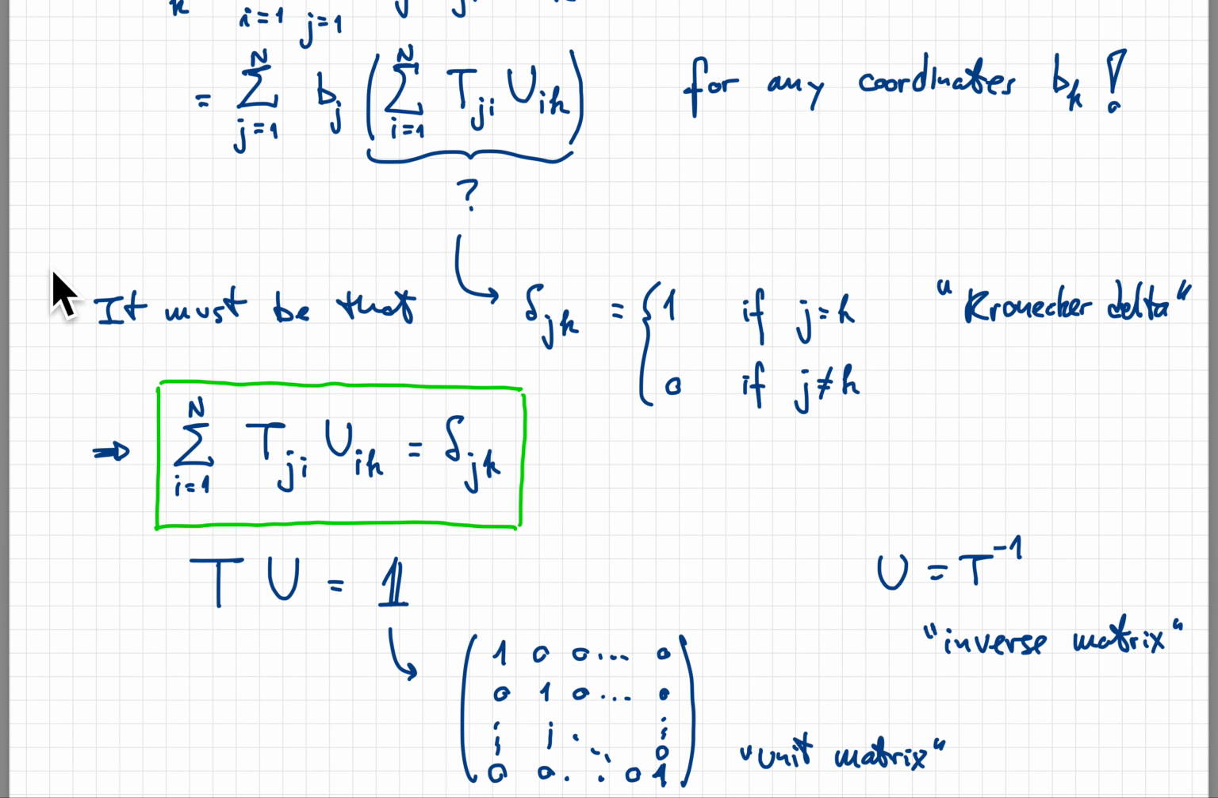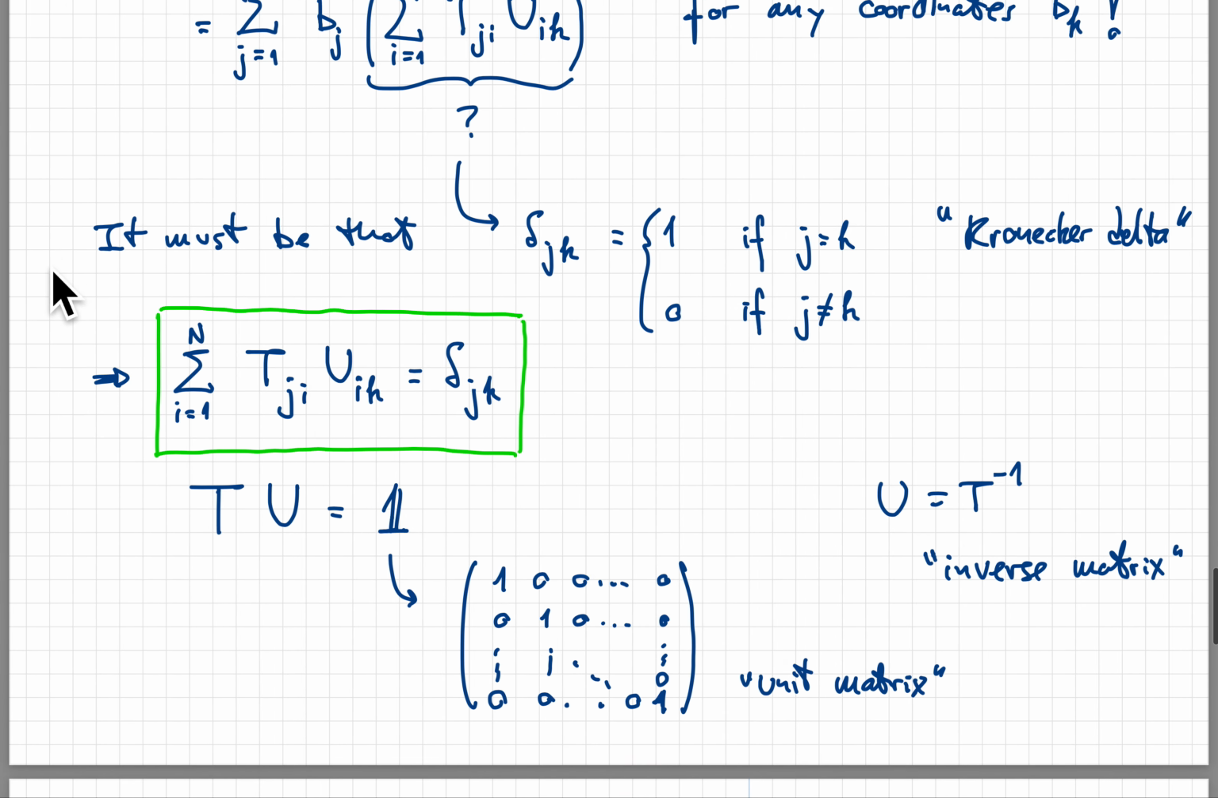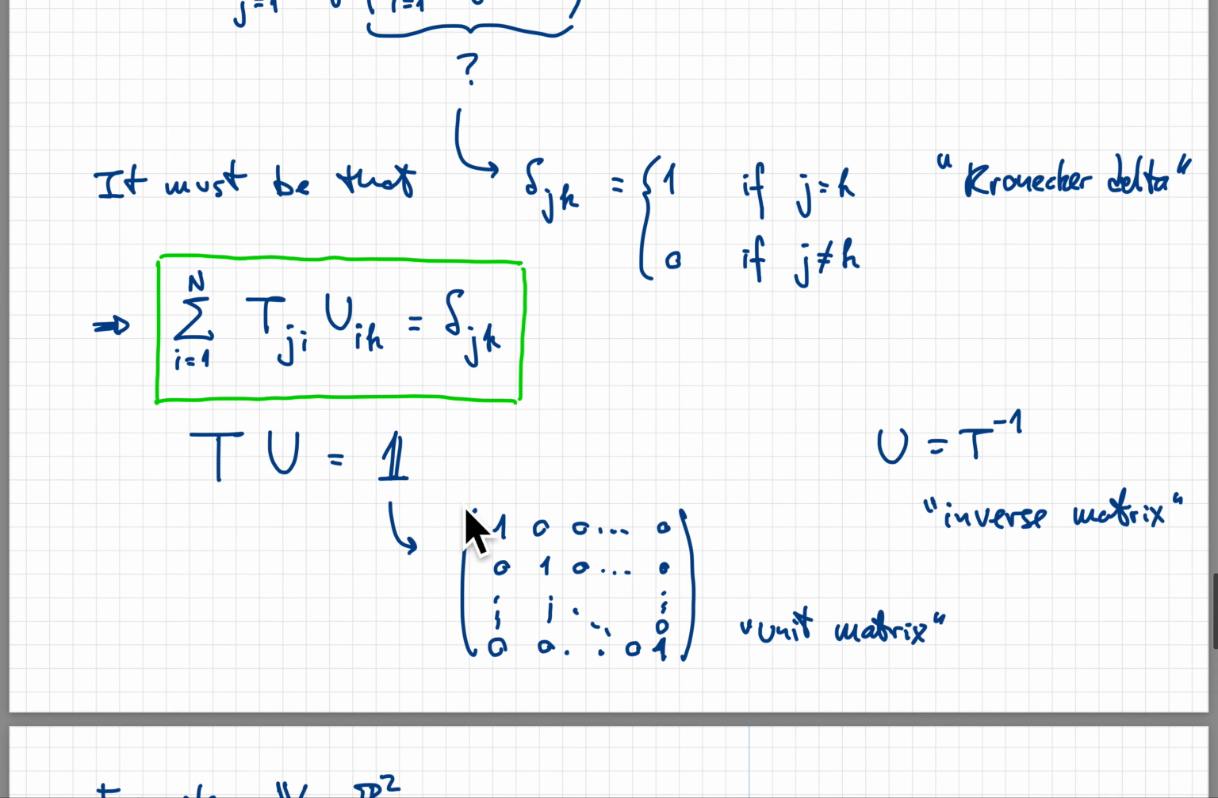Now, if we write that in matrix form, what we would say is that the product of the matrix T with the matrix U, whose elements are given by these objects here, is equal to 1. And this 1 is a matrix that we call the unit matrix. It has 1 in the diagonals and 0 everywhere else. This is reflecting this definition here of the Kronecker delta. And then we say that U is the inverse matrix of T.